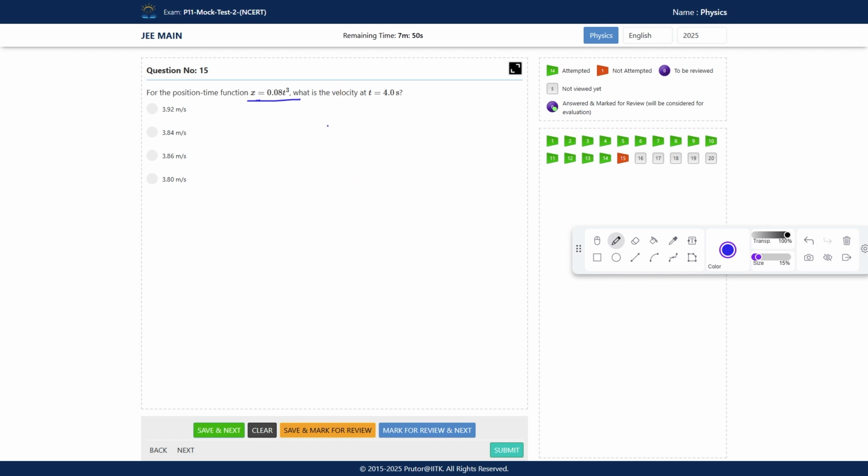So we know dx upon dt is equal to what? v. So just substitute the value of v x, you will get dx upon dt is equal to 0.24 t square. So just substitute the value of t. So v will be 0.24 into 16, the square of 4 is 16. So solving this, you will get 3.84 meter per second. Yes, B is correct.